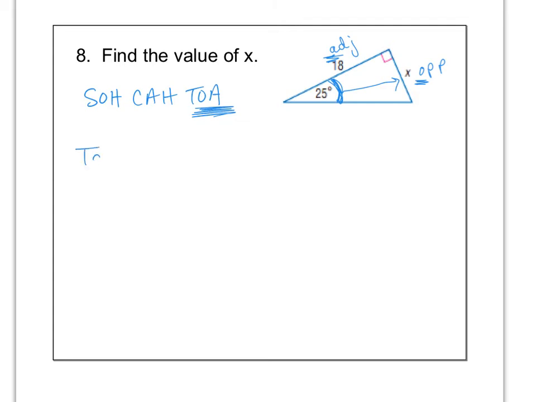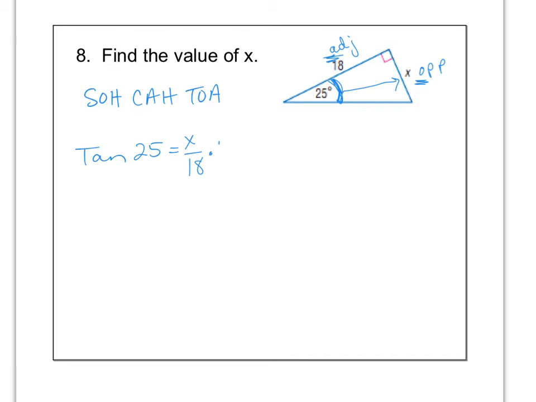T stands for tangent, so you write down tangent. Next, you write the angle, 25. Never use the 90. So tangent 25 equals, remember, the opposite goes on top and the adjacent goes on bottom. So opposite is x, adjacent is 18. Let me erase that so it's just out of the way. All right, then you have to solve it for x.